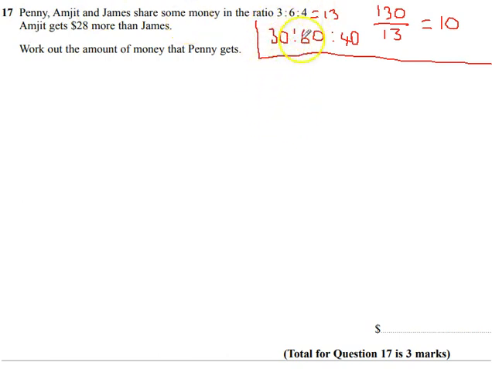Oh no, wait, that's too easy. So we've got it already here. Let's say that Penny gets £12. We could then ask, how much does James get?